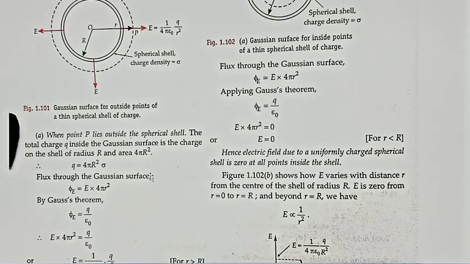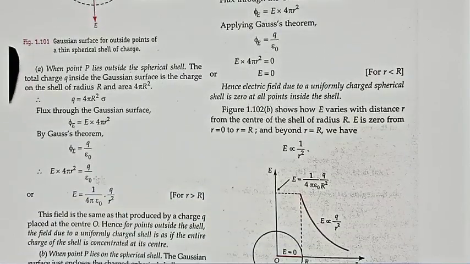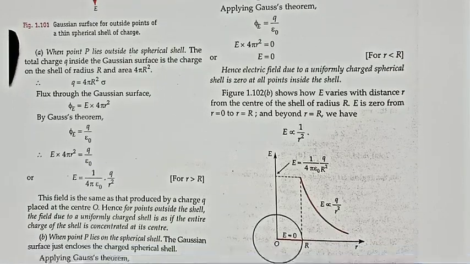Now flux through the Gaussian surface, because the Gaussian surface is also spherical, is E dot dS. So E dot dS means E dS cos theta. Already we discussed that theta is equal to 0 here. So flux through the Gaussian surface, phi is equal to E into S, so E into 4 pi r square. Fine. Now apply Gauss theorem. Total flux E into 4 pi r square is equal to Q by epsilon naught. So E is equal to 1 by 4 pi epsilon naught Q by r square. So it is 1 by r square variation. So E is proportional to 1 by r square.